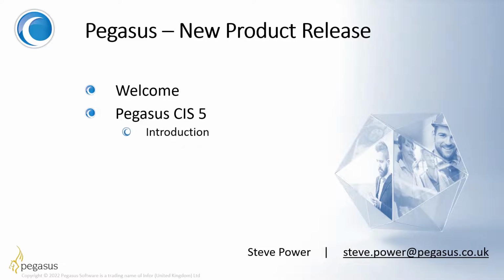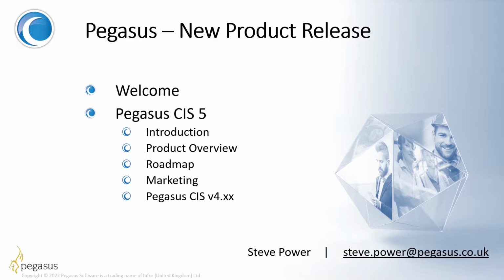So in this session, what I'm going to do is introduce you to Pegasus CIS 5. As an introduction, I'm going to take you through the concept behind the product. I'll discuss the technology that we've deployed and the benefits that this is going to bring to your customers. And then we'll look at the product in action. So we'll see the new user interface, we'll see how it looks, how it feels, how it actually works and operates. And we'll also look at some of the new functionality that's been added into the product and some of the new tools that make this such a great product to use.